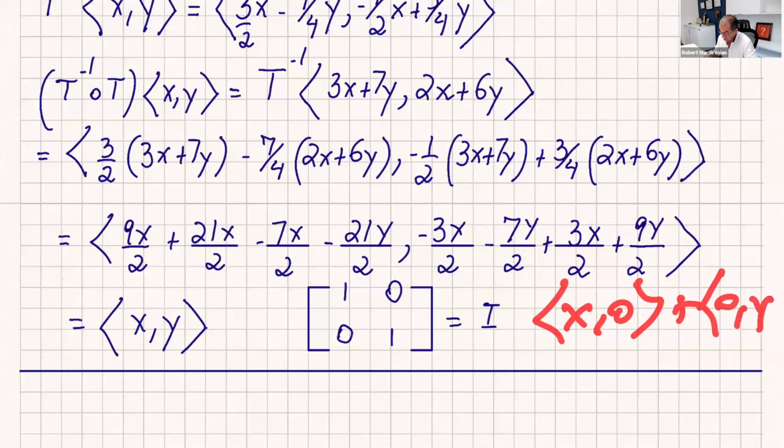So these were simple examples to explain how you can relate operations with transformations to operations with matrices.